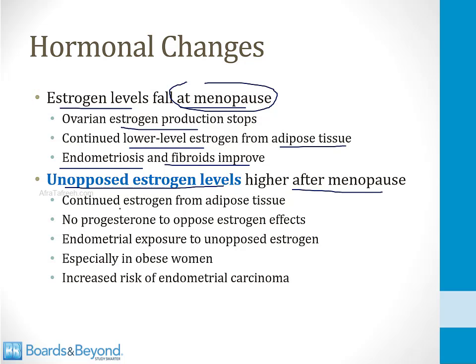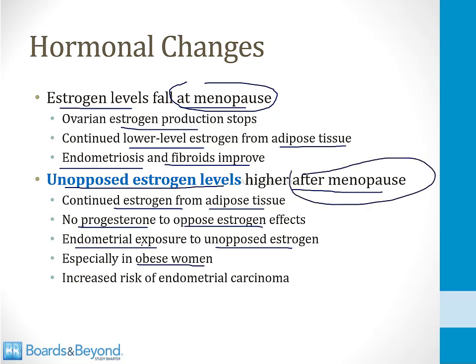After menopause, there's continued estrogen from adipose tissue, and there's no progesterone coming from the ovaries to oppose estrogen effects. This means that the endometrium is continually exposed to unopposed estrogen without having the counteractive effects of progesterone. This is especially true in obese women who have higher levels of estrogens after menopause. So because of the higher levels of unopposed estrogen after menopause, there's an increased risk of endometrial carcinoma in women who are postmenopausal, especially obese women.